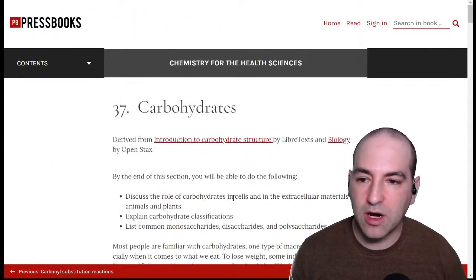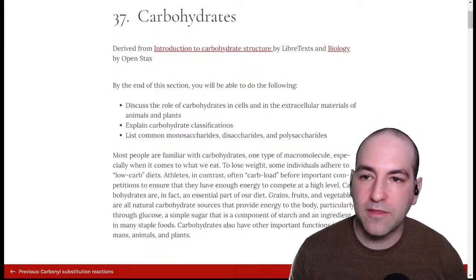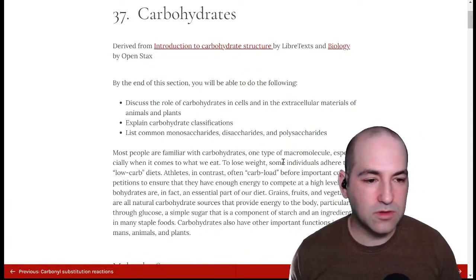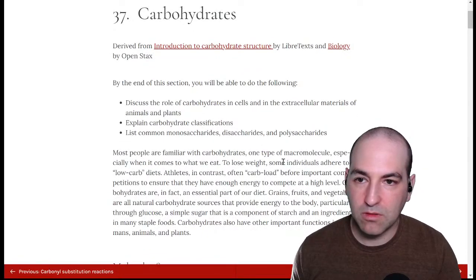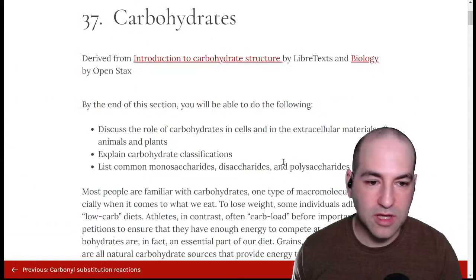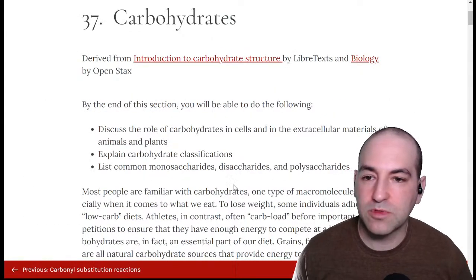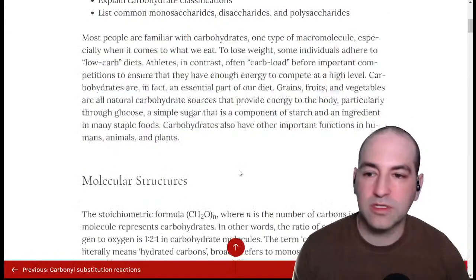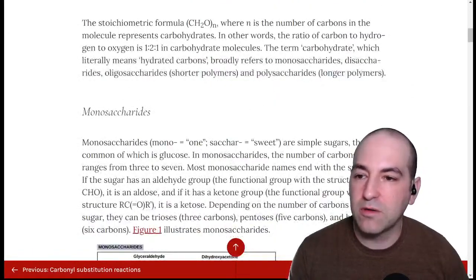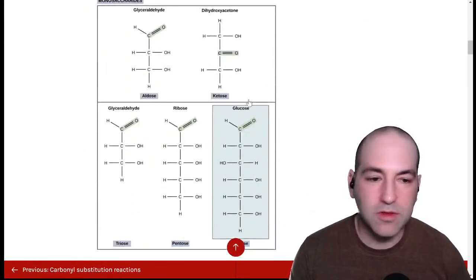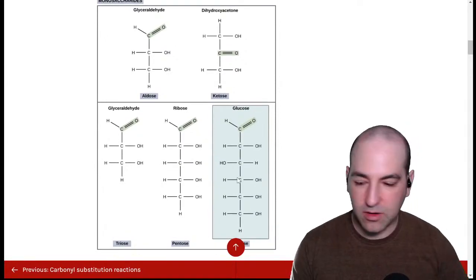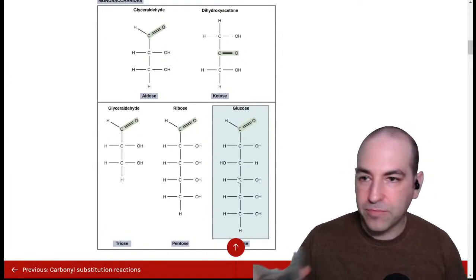All right, so we'll start with the carbohydrates. This is a link from Blackboard, so if you want to review this yourself, you are welcome to click the link on Blackboard and read through this stuff. I'm not going to read through it for you. I just want to use it for the pictures while we talk about some of the important distinctions here.